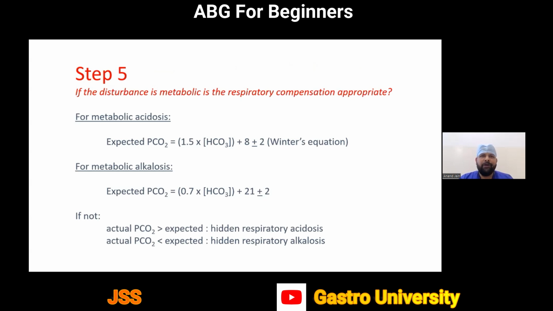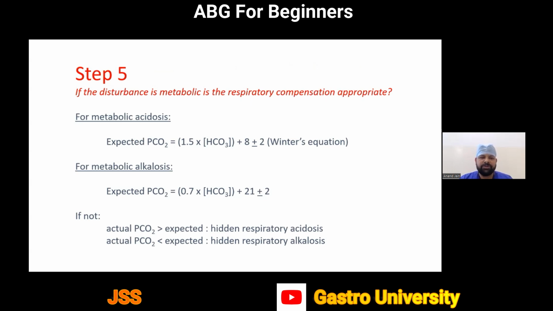Now, if there is no respiratory acidosis or respiratory alkalosis, then you need to check whether the disturbance is metabolic or not, and whether the respiratory compensation is appropriate or not. So for metabolic acidosis, the expected PCO2 is equal to 1.5 into bicarb plus 8, plus or minus 2. That is called the Winter's equation.